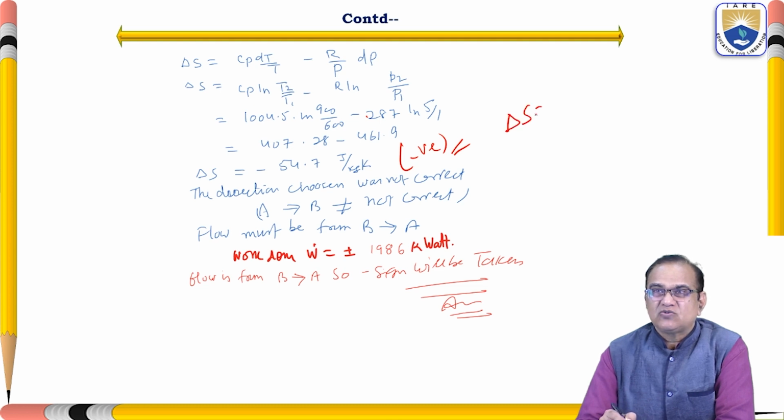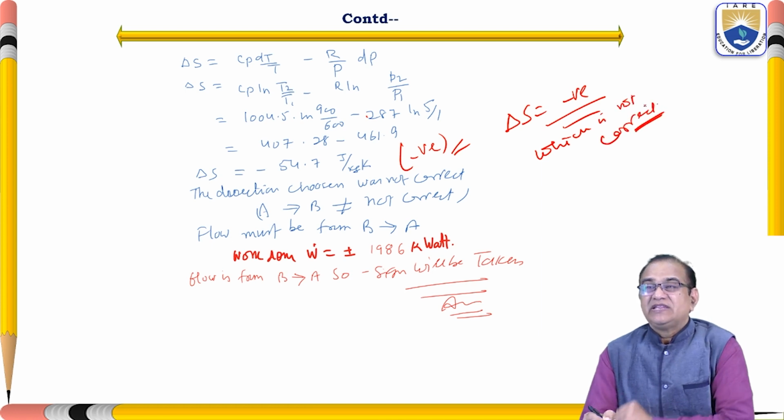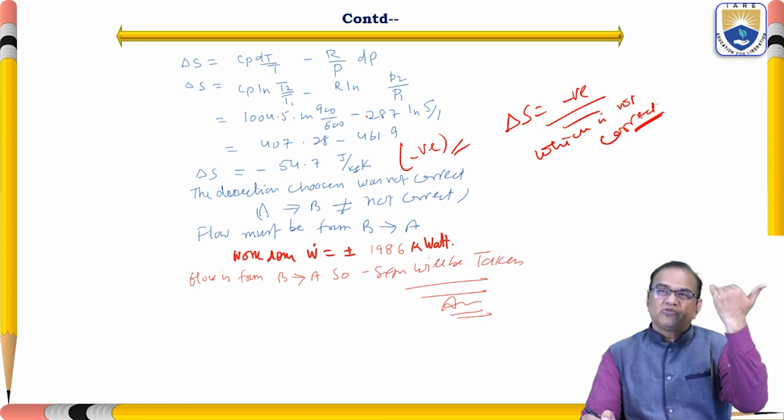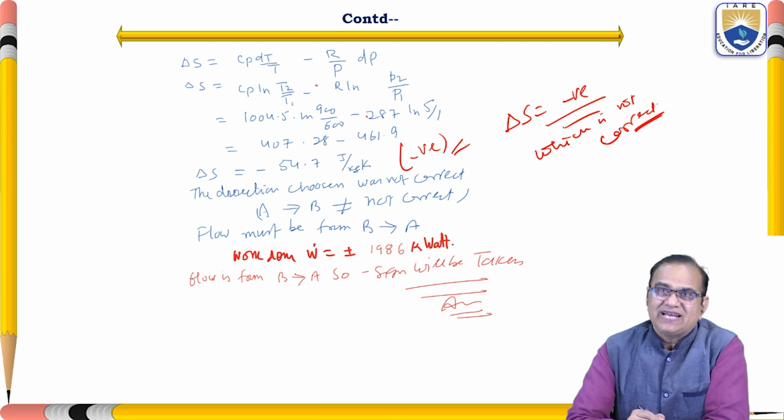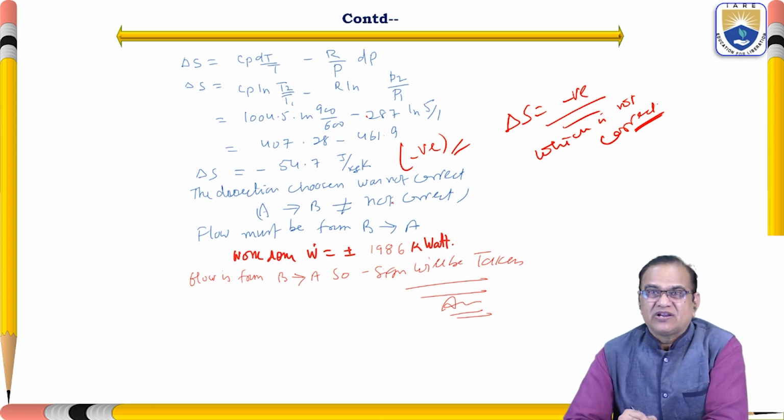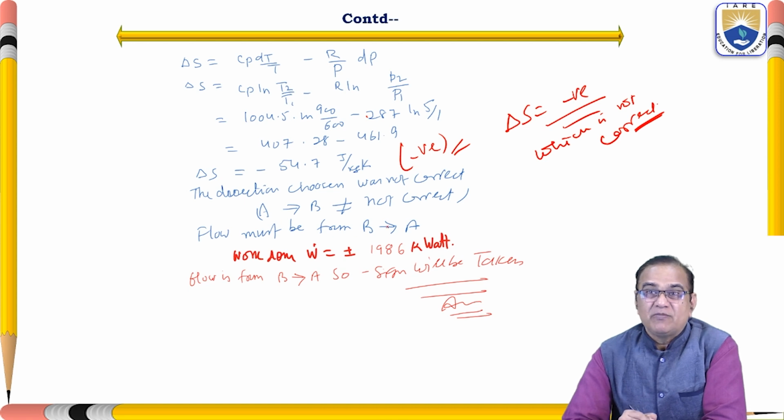Delta S is negative, which is not possible, which is not correct. As per the second law, change in entropy should always be positive. So the direction chosen was not correct. So A to B is not correct. Flow must be from B to A.